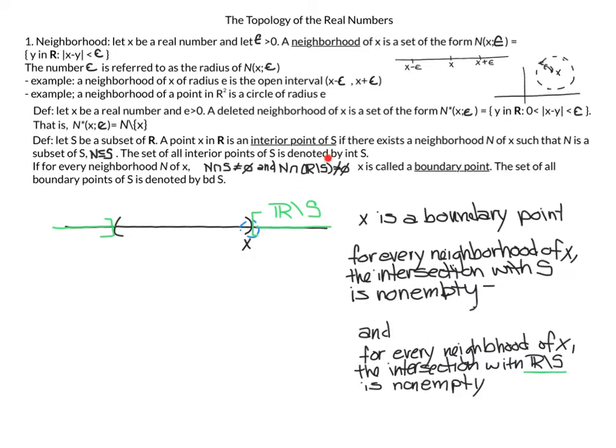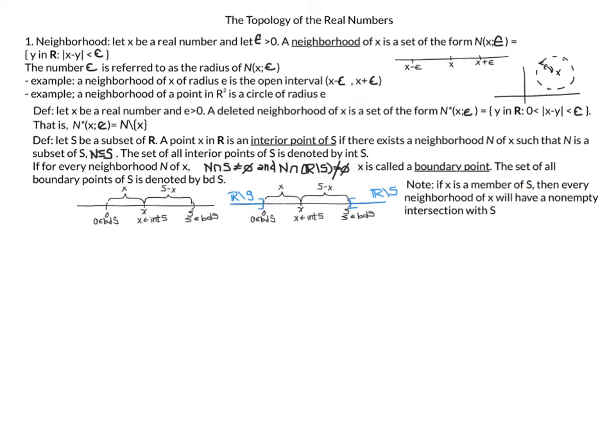So the neighborhood will also intersect R minus S. And if it intersects both S and R minus S, it is considered a boundary point because it's on the boundary, so part of it will be inside of S, part of it will be outside. I have a note here. If X is a member of S, then every neighborhood of X will have a non-empty intersection with S.